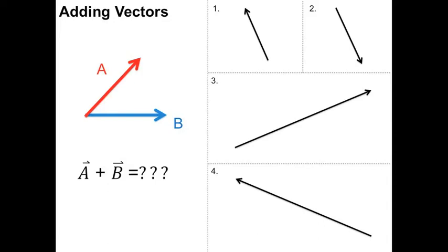Suppose I have these two vectors, A and B. Which of the four vector representations on the right represents the sum of A and B? Is it vector 1 that points up and to the left, vector 2 which points down and to the right, vector 3 which is noticeably larger and points up and to the right, or vector 4 which is about the same size as vector 3 but points up and to the left? Which of these four vectors represents the sum of vectors A and B?